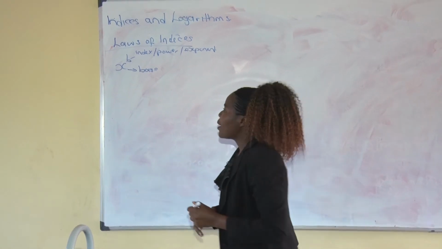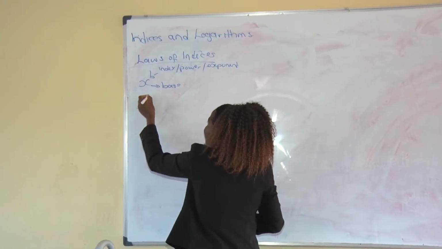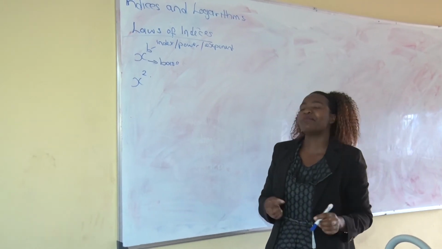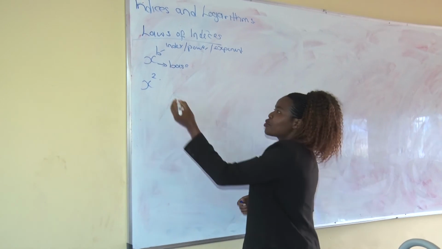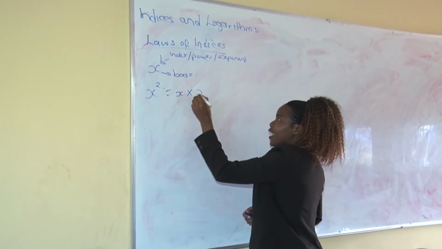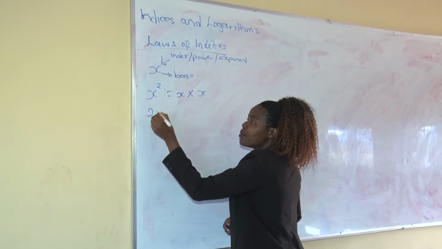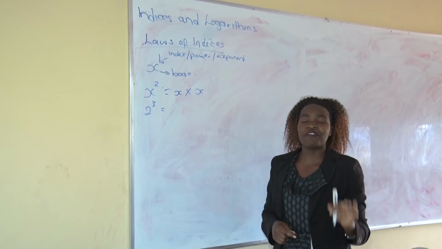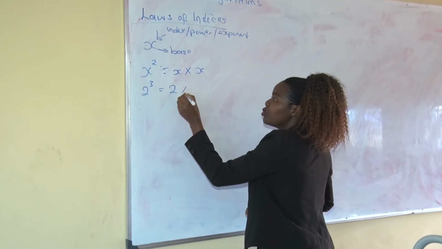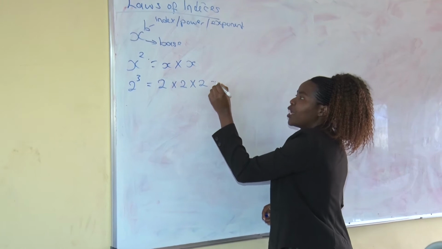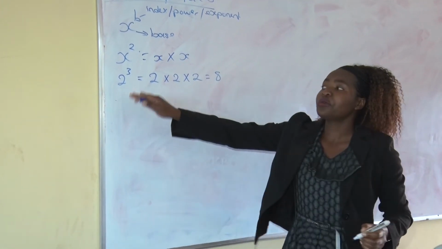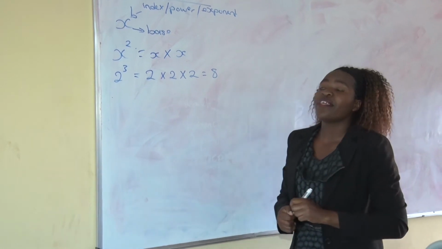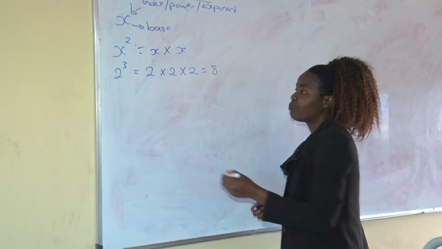You can have a number like x to the power 2. What does that mean? It means that x is being multiplied by itself twice. So it's x times x. If it is 2 to the power 3, it means 2 is being multiplied by itself thrice. 2 times 2 times 2. And the answer is 8. So 2 cubed means 8. So we are going to start with law number 1.